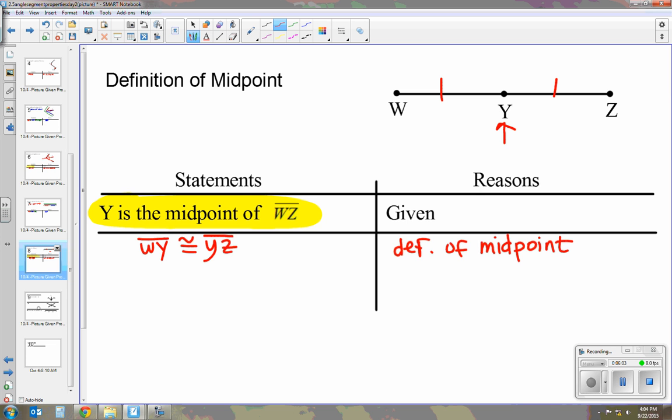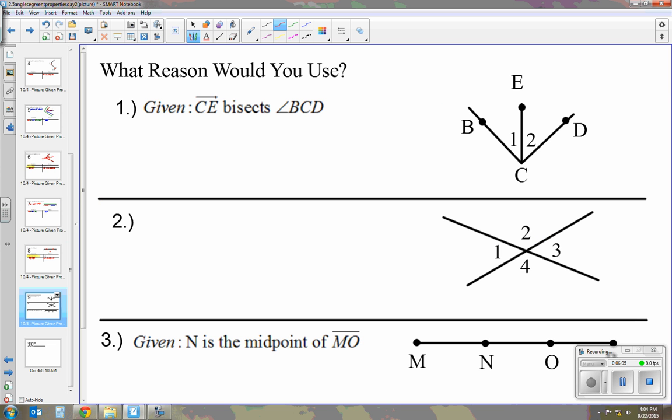Now this next slide is just a little bit of practice, okay? And we're just going to state which reason can we use using the information that's given in the picture. Well, number one, I tell you that CE bisects BCD. Well, if I give you a bisector, we definitely know that we can use the definition of angle bisector. And if we look at this picture, we also can use angle addition postulate because we can add part plus part equals whole. So we can use more than one property for one picture.